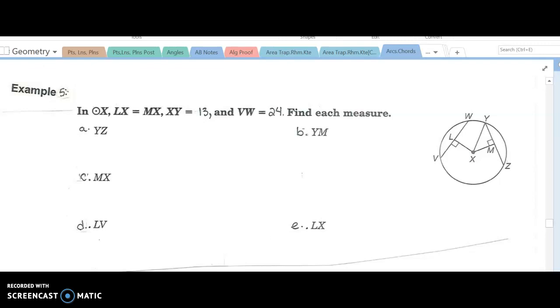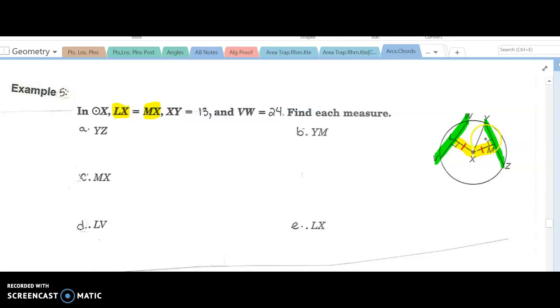Okay, so in example 5, a couple of things going on here. We have LX is equal to MX, so LX and MX. What I'm noticing is these are segments that go from the center and are perpendicular to these two chords. And if these are equal, if we put tick marks here and here, that means that the green chords are going to be equal as well.